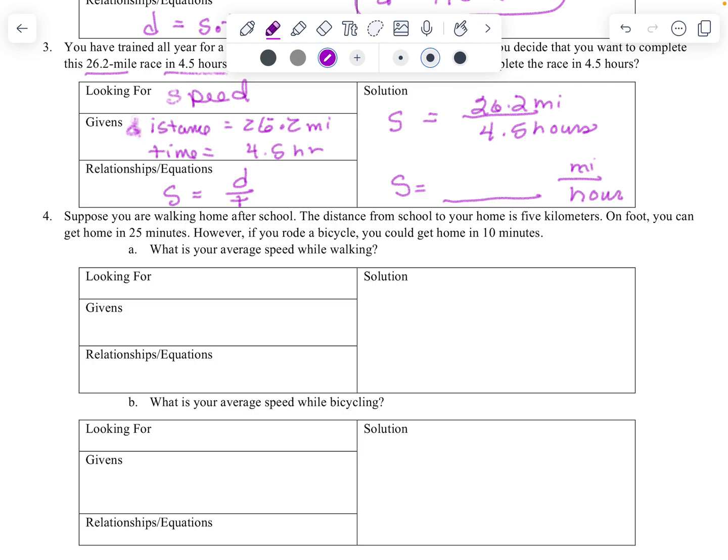Okay, question number 4. You're walking home from school. The distance from school to your home is 5 kilometers. So first we're going to find our average speed while walking. And second, we're going to find our average speed while biking. And for each of these, our distance is 5 kilometers.